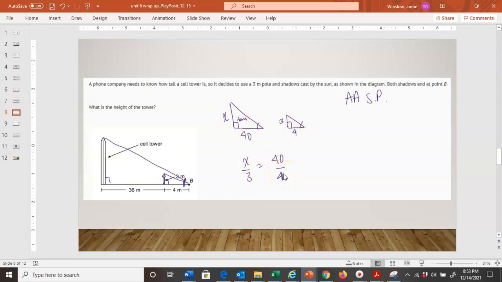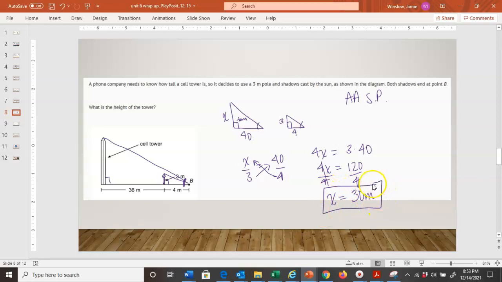And we did review how to solve proportions in our last playposit, but I personally think it's easiest to cross multiply. So 4 times x equals 3 times 40. So 4x equals 120, right? And then we'll just divide both sides by 4. So the tower is 30 meters tall.